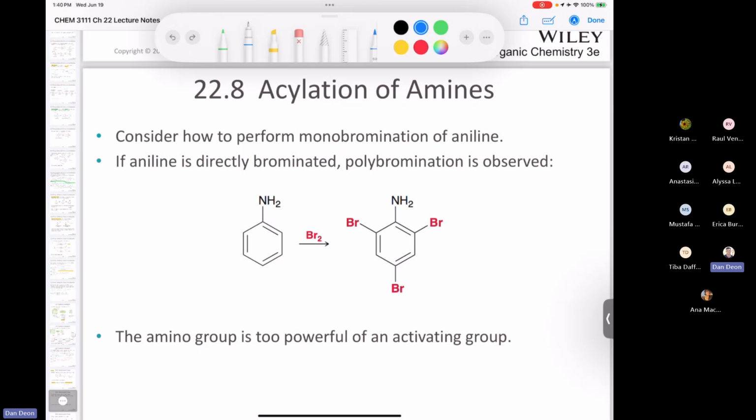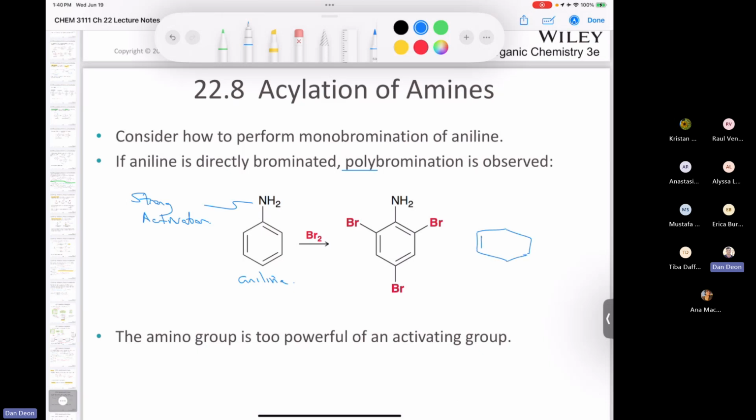If you remember back from chapter 18, an amino group is actually a strong activator. And so you don't need any catalyst, no iron required. If you take aniline, I know you all know the name of the compound, aminobenzene or aniline, and treat that with bromine, again no catalyst required, it just brominates the heck out of it. It does polybromination. So you end up with this 2,4,6-tribromoaniline, and you get none of this compound, right?